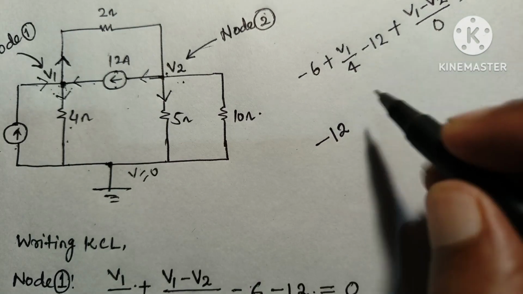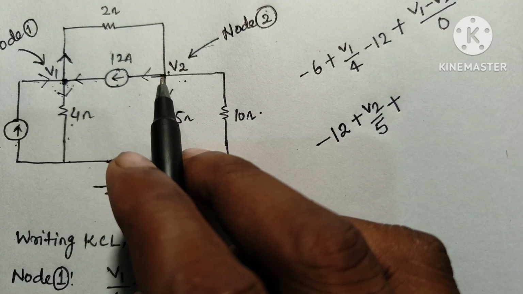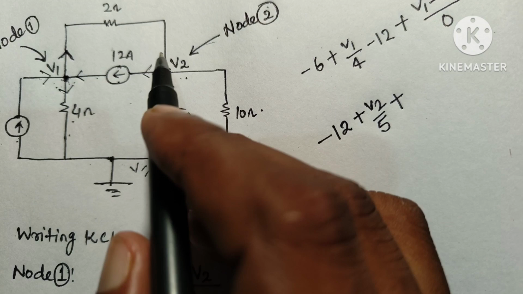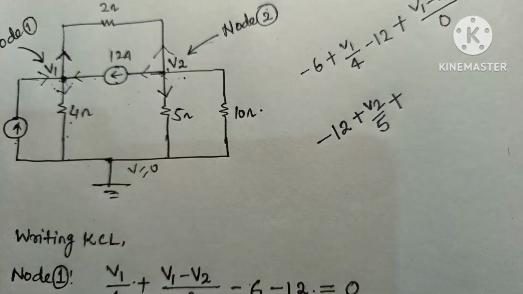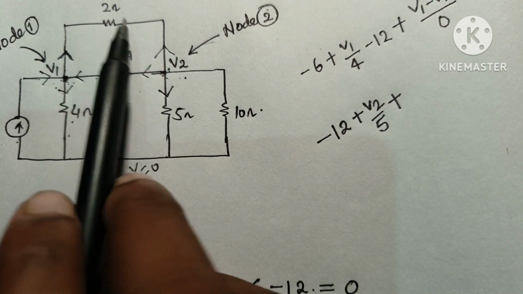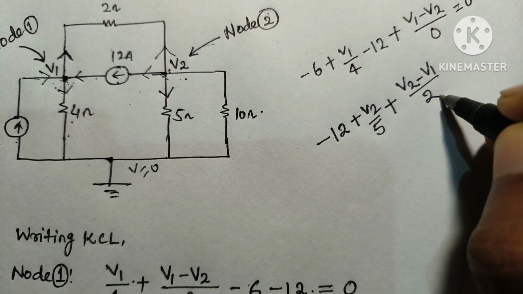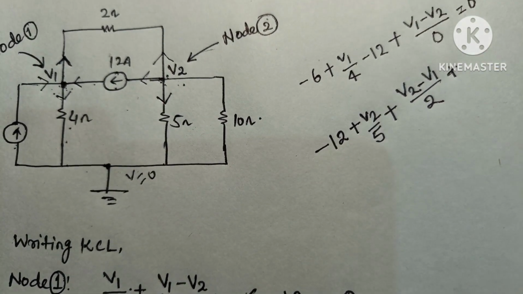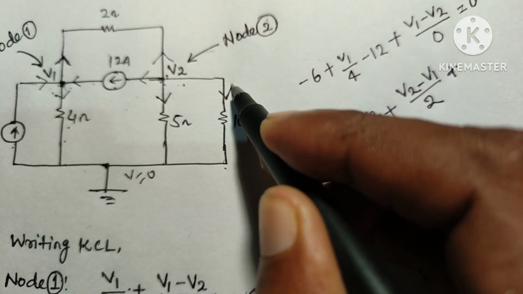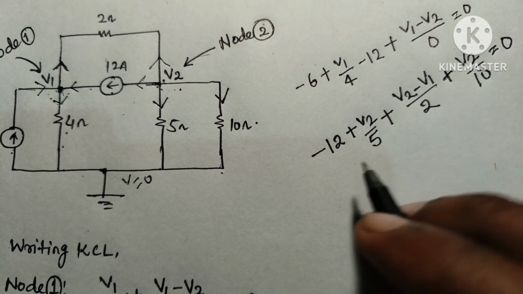So here we can write plus V2 by 5 ampere plus, since we don't know whether the current in this 2 ohm resistance flows inward or outward, we always assume it flows outward from the node. Then the current in this resistance will be (V2 minus V1) upon 2. So it can be written as (V2 minus V1) by 2 ohm, plus the current in this 10 ohm, where again we assume the current is outward from the node, so it will be V2 by 10 ohm. The whole equation can be written like this.